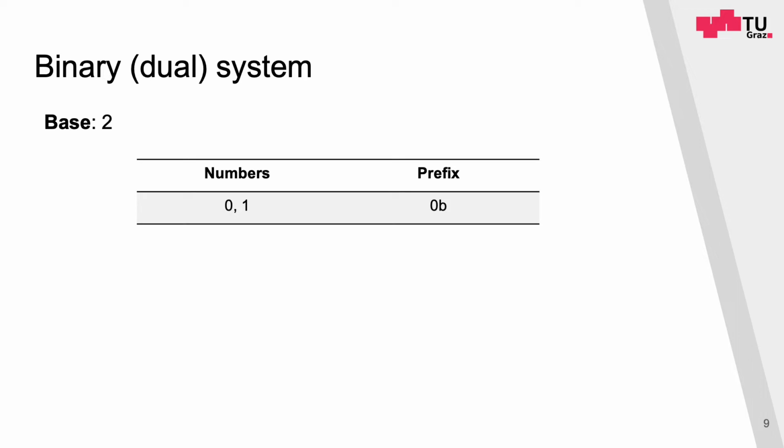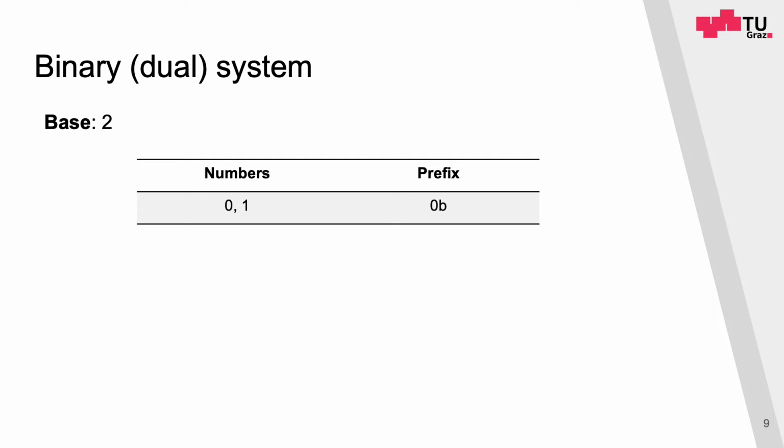All right, so the binary system has the base 2, which means we only have 2 states, namely 0 and 1. Therefore, we only need 2 numbers, namely 0 and 1, to represent the state where the current flows, 1, and 0 where no current flows.